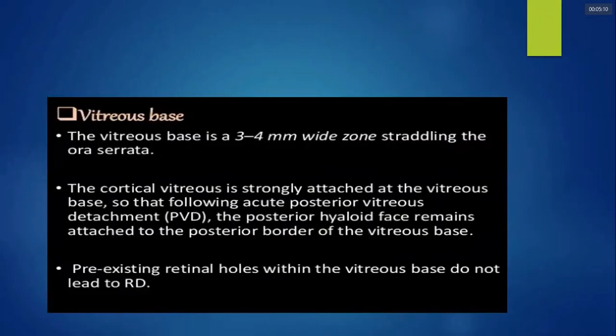So vitreous base, this is also one of the important things related to the retinal detachment. So where is the vitreous base? It is a 3 to 4 millimeter wide zone straddling the ora serrata. So the cortical vitreous is strongly attached at the vitreous base, so that following acute posterior vitreous detachment or posterior hyaloid phase. So what is hyaloid phase? There can be the anterior hyaloid phase and posterior hyaloid phase. So anterior hyaloid phase is the anterior attachment of the lens with the vitreous.